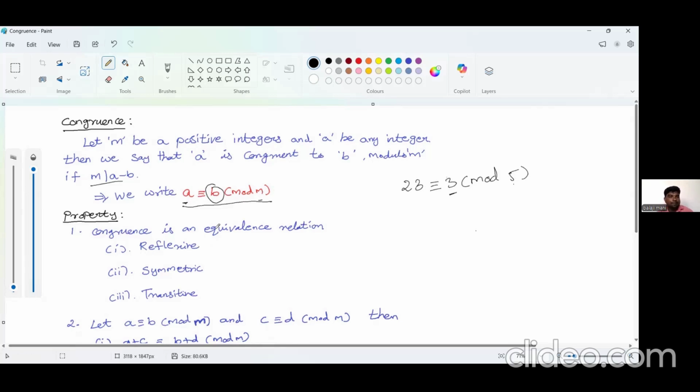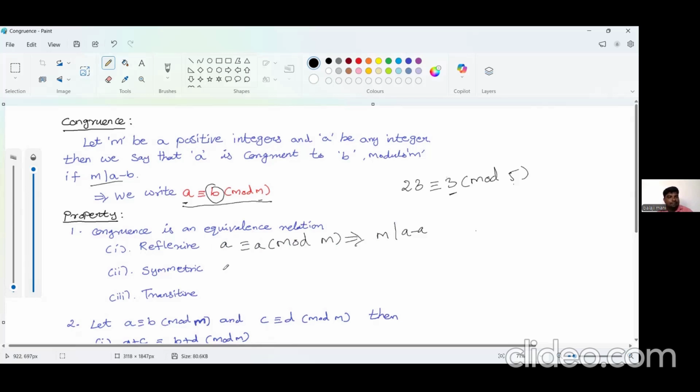Next we see the properties of congruence. The first property: congruence is an equivalence relation. That means it has three axioms: reflexive, symmetric, and transitive. Reflexive means a ≡ a (mod m), because m divides a minus a. The same number is congruent to itself under the modulus.